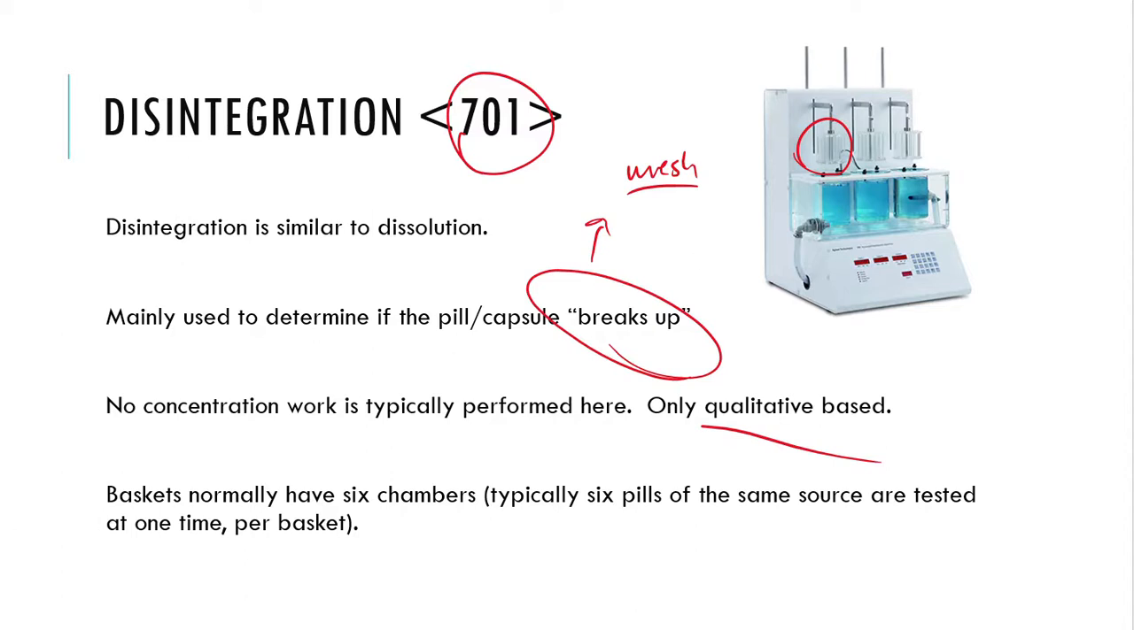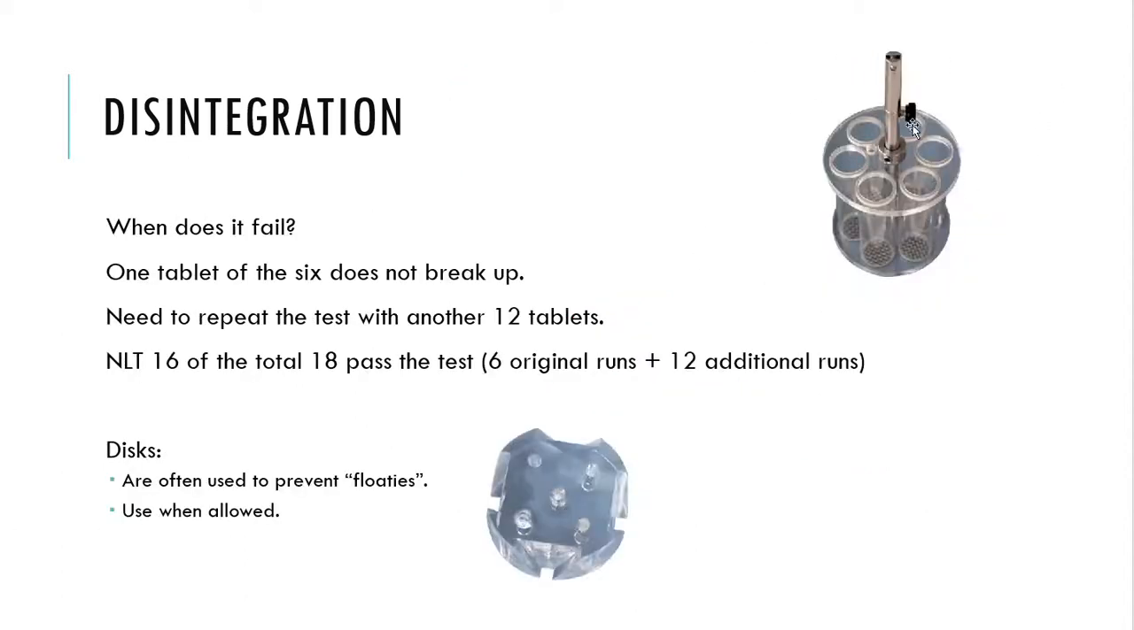Here's a better picture of the basket that you're going to be seeing when you use our disintegration instruments. Each one of these baskets will hold a pill. One there in each one, and each one of those pills will basically be dunked and dunked and dunked over a course of 30 minutes typically. So these pills will break apart. These pills will go through the little mesh screen at the very bottom. And if it goes through that mesh screen, then it does break up and it disintegrates and we pass it.